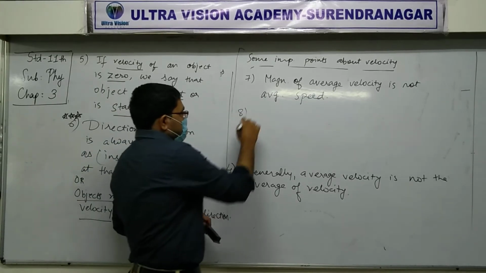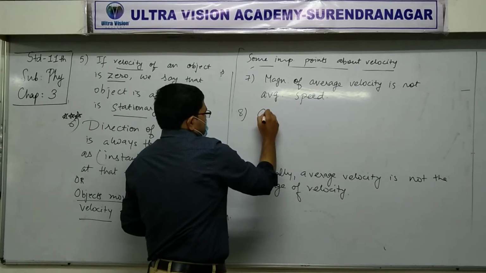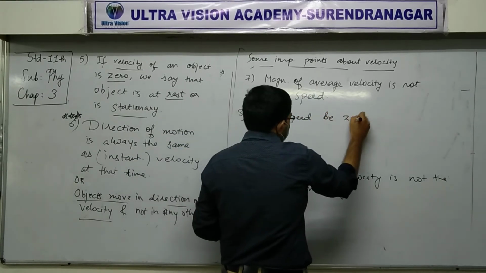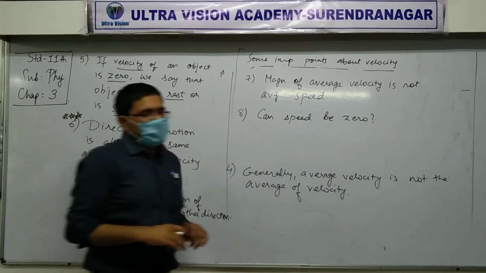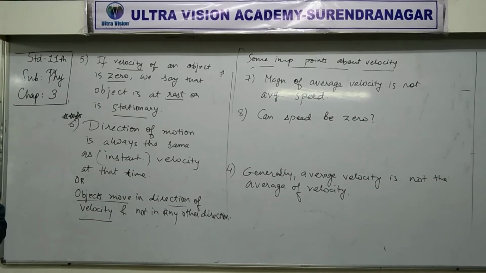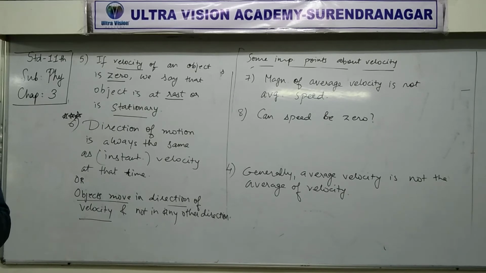Next, can speed be 0? Think about it. Can speed be 0? Yes. Sure. When? Distance traveled down by way. Wrong. Speed has nothing to do with distance traveled. If there is no motion.